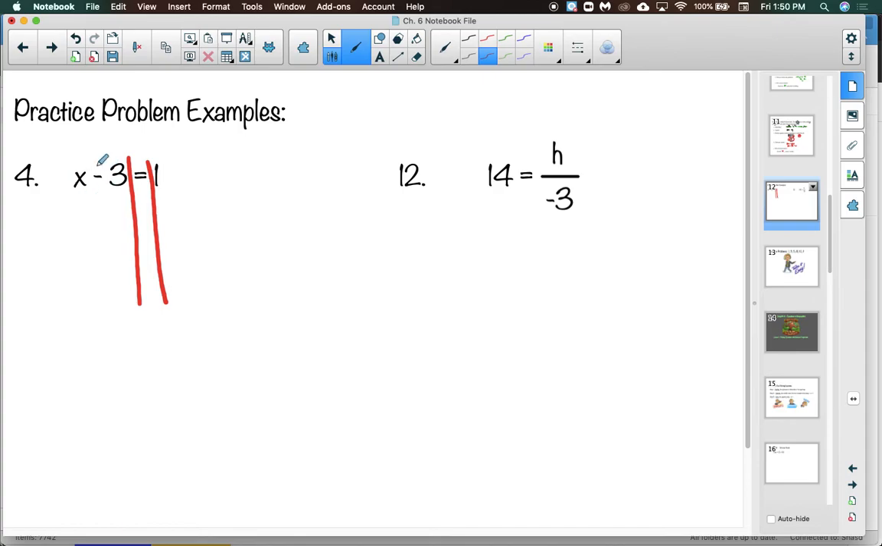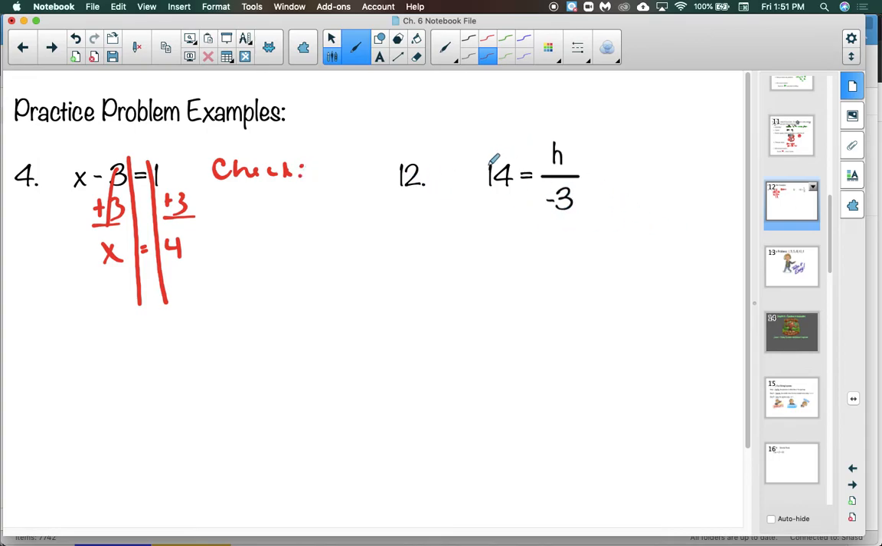On the left-hand side, we've got x minus 3. We need to get rid of that minus 3. So how are we going to get rid of a minus? Well, we're going to add. We're going to add 3. And if we add 3 to the left, we're going to add 3 to the right as well. We get x equals 4. Don't forget to do your check on that one, okay?